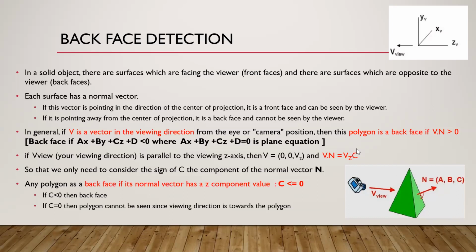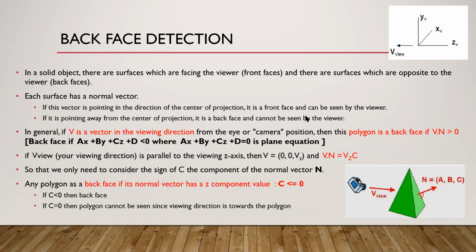So how are you going to calculate it using a program? If this vector is pointing in the direction of the center of projection, the center of projection being the viewing direction, then it is supposed to be a front face. But if the normal is pointing away from, or opposite to, the viewing direction, that means it's behind, and it's not going to be seen by the user.